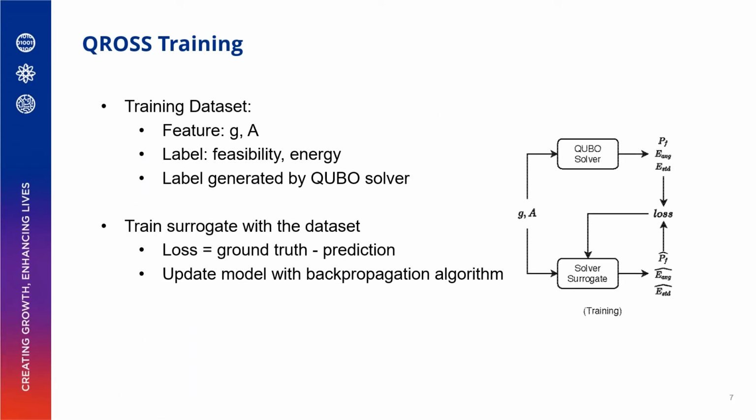To use the surrogate, we have to train it first. Given a graph G representing the original problem and a relaxation parameter A, we have to find the ground truth of the probability of feasibility and the objective energy using a QUBO solver. Then we find the prediction of them using the surrogate. Then we find the loss between the ground truth and the prediction, and use the loss to update the surrogate. We have to repeat this loop until we reach a plateau in accuracy.